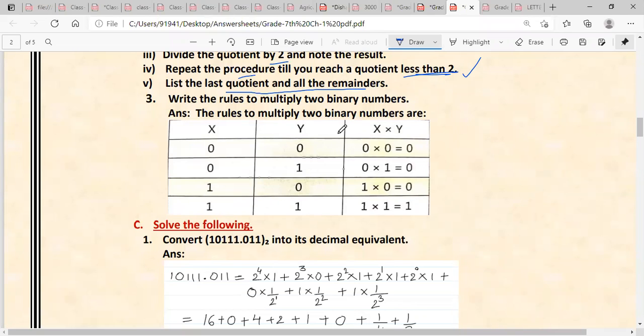Now write the rules to multiply two binary numbers. Now these are the rules for the multiplication. Okay, 0 multiplied by 0 is 0, and 0 multiplied by 1 is 0, and 1 multiplied by 0 is 0, only 1 multiplied by 1 will give you a 1. Okay, now solve the following.